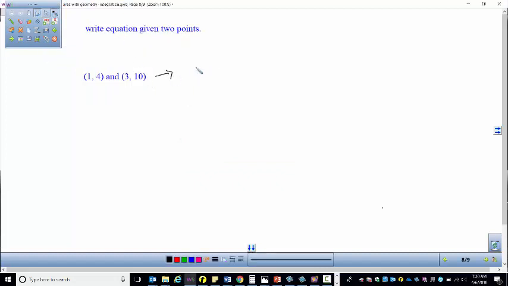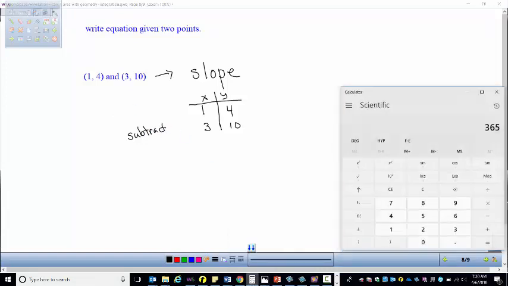So here's what we're going to do. First step is you have to find the slope. And this we did a little bit ago. You make your table and you put in your points. 1 and 4, 3 and 10. And then to find your slope, you have to subtract or minus. So get a calculator. Make sure you use a calculator.